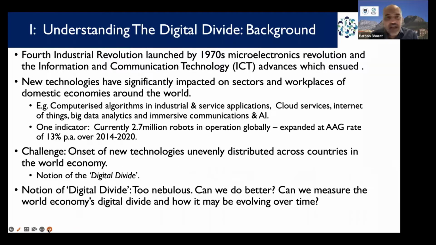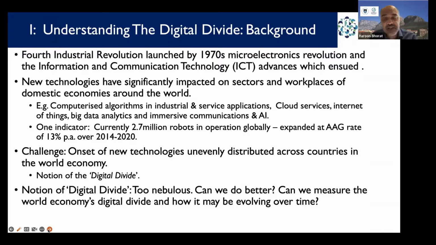So just by way of background, I don't need to tell you, right? The fourth industrial revolution is with us. It's launched very much by the 1970s microelectronics revolution. So if you go back, this fourth industrial revolution that we're living through has its origins in the 70s. So when we see the spread of personalized computer usage and so on, we're now in a period where, hence the notion of the fourth industrial revolution, these new technologies are embedded and inserted into all forms of our lives, both working lives and personal lives, right?